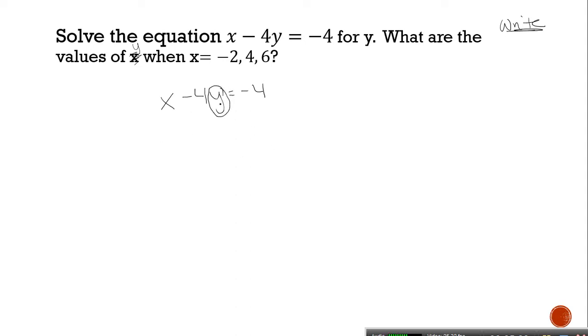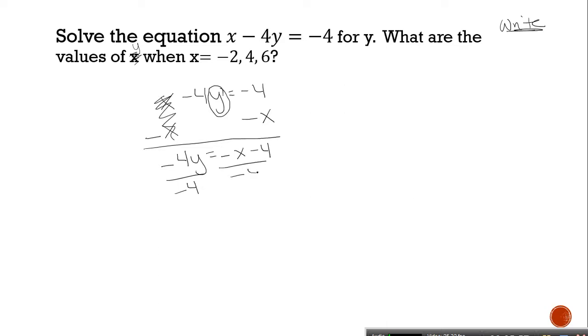So I'm going to get rid of whatever's not attached to this -4y. So I notice I have this positive x right here. So I'm going to subtract x from both sides. So this is going to cancel out because I got positive x and negative x. That gives me 0 x's. -4y. Now I'm going to have negative x minus 4 on this side. Got to divide by that -4. So I get y equals -x minus 4 divided by -4. So I've solved for y. That's all as far as I need to go.